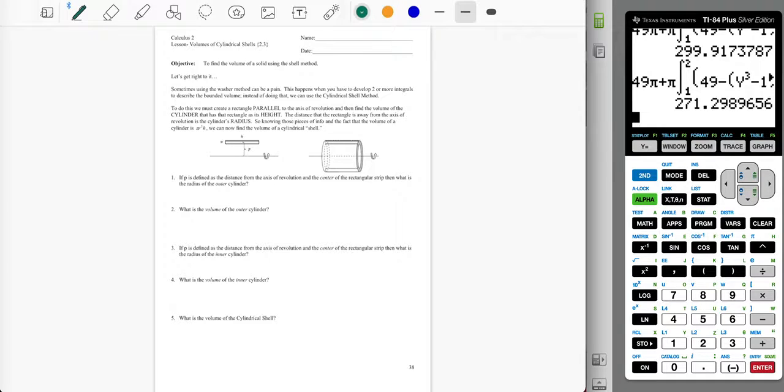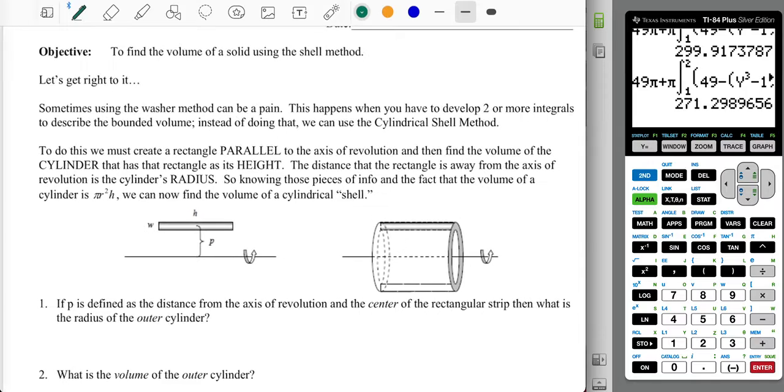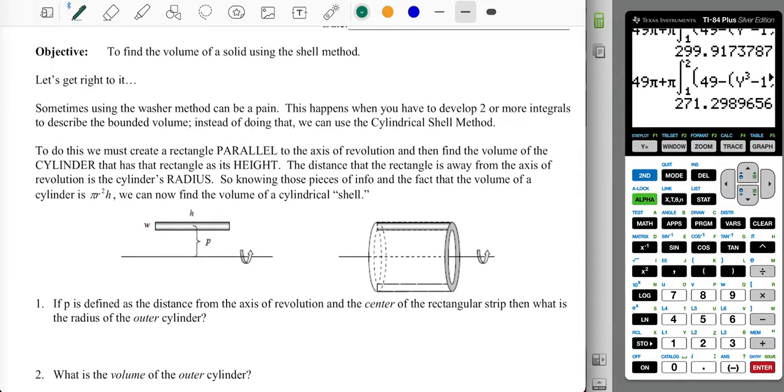Talking about volumes using a technique called cylindrical shells. As you've seen in previous pages, the washer method can be a little much. So what we're going to do is use a different method that can often replace the washer method, and see if that's more to our liking.